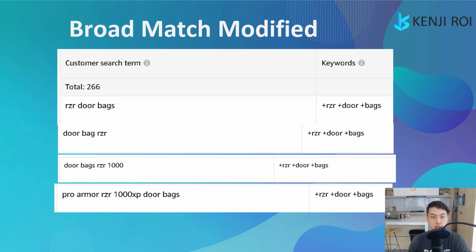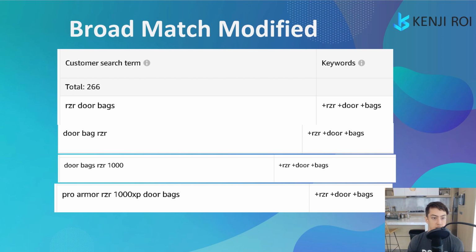So for razor door bags, it doesn't restrict the order. You can see there on the left, we have the customer search term of razor door bags. We have door bag razor. We have door bags razor 1000. We have pro armor razor door bags. So Amazon will add keywords in between the words, before and after the words, and it'll mix the order up.